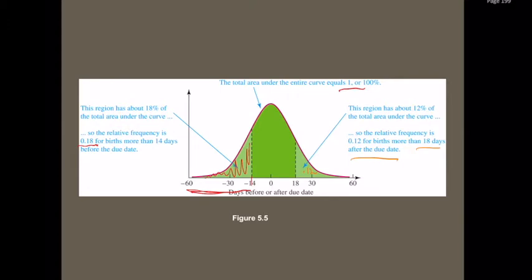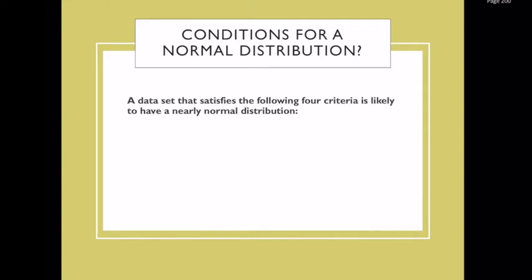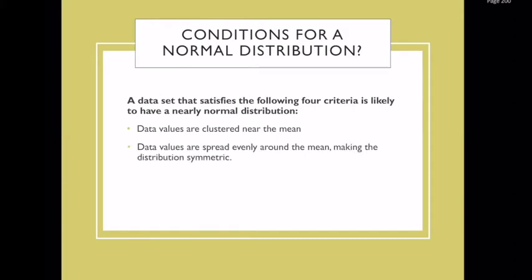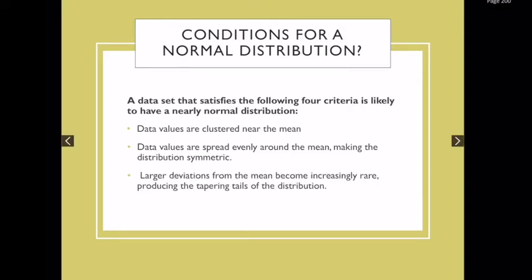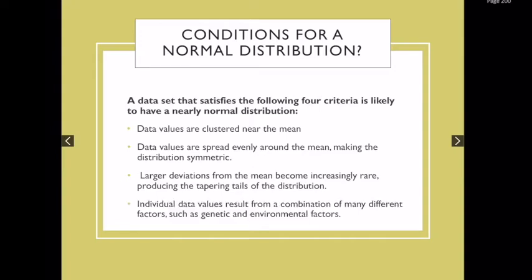Some conditions for a normal distribution are that the data set satisfies the following criteria. The first is that all the data values are clustered really close to the mean, right? Data values are spread evenly around the mean, which makes our distribution symmetric. And larger deviations from the mean, like outliers or numbers that are really far away from the mean, are really, really rare. And the individual data values result from combinations of many different factors, such as genetic and environmental factors. So things that are more like naturally occurring.